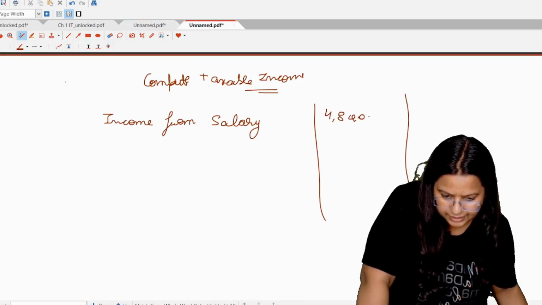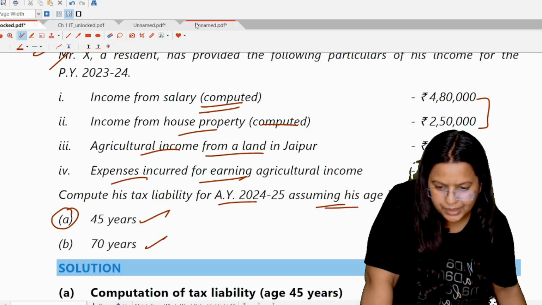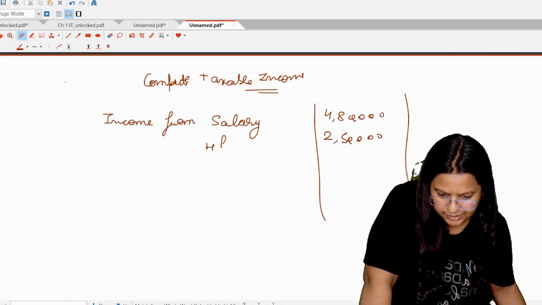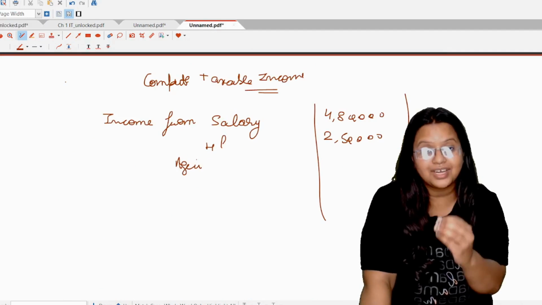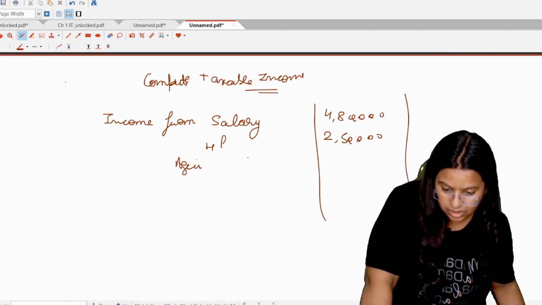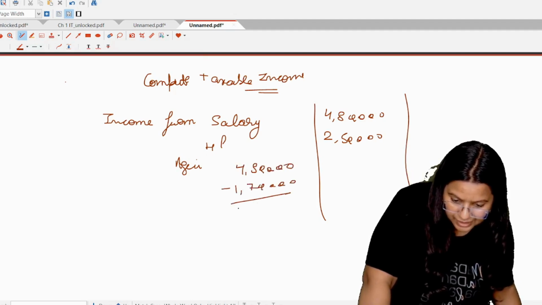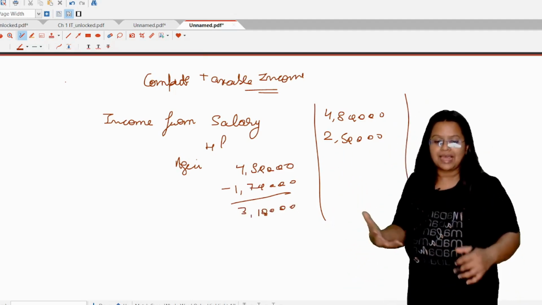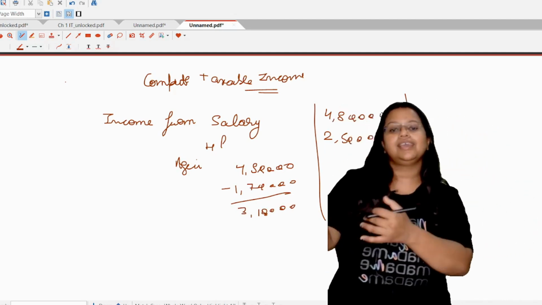4,80,000 rupees. Then, income from house property, 2,50,000. Okay, write down 2,50,000. Then, the income from agricultural income. Now, how much agricultural income are you going to take here, student? 4,80,000 minus 1,70,000. That is 3,10,000 rupees. How? Because even in the case of income from salary and income from house property, we are taking the profit. Okay, we are deducting the expenditures or all.